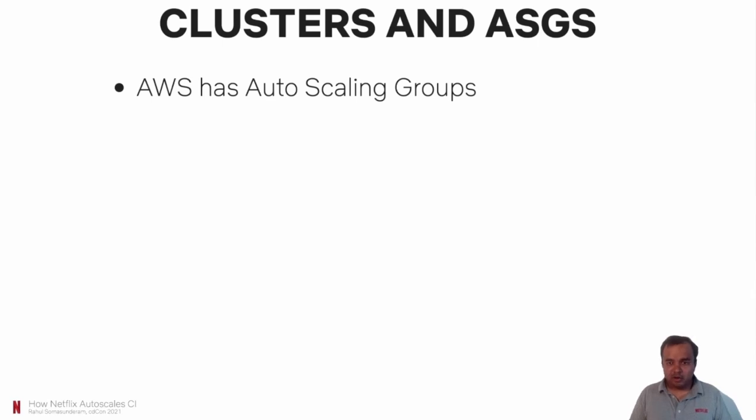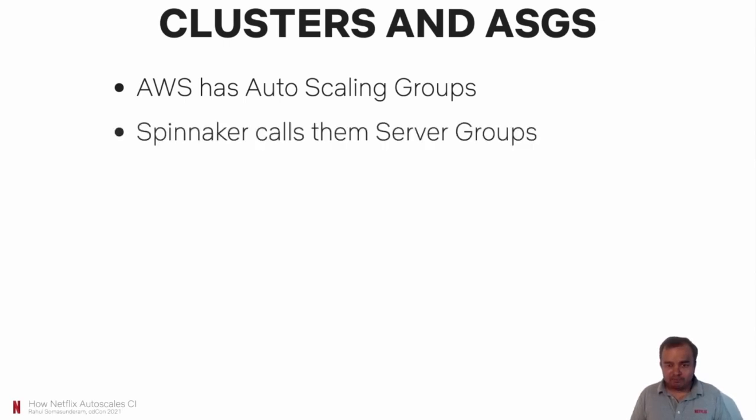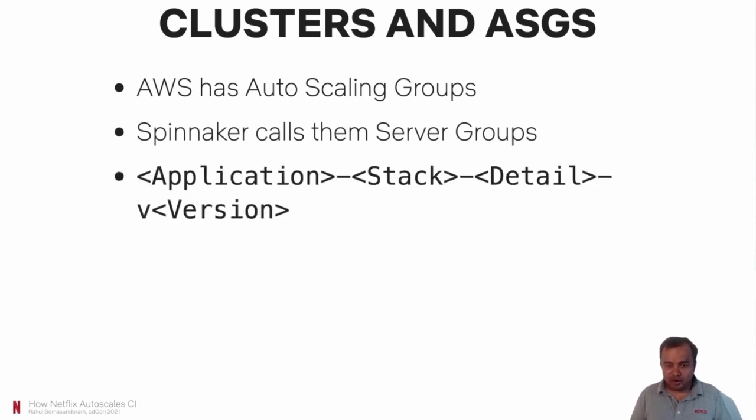AWS has autoscaling groups, ASGs for short. On each ASG, you can set a min and a max. Then AWS will figure out what the desired size is and adjust the current size by either spinning up a new instance or killing some running instance. Spinnaker calls those things server groups. Spinnaker has a naming convention that maps the server group to a more structured coordinate.